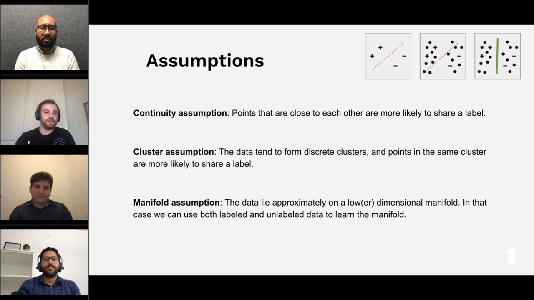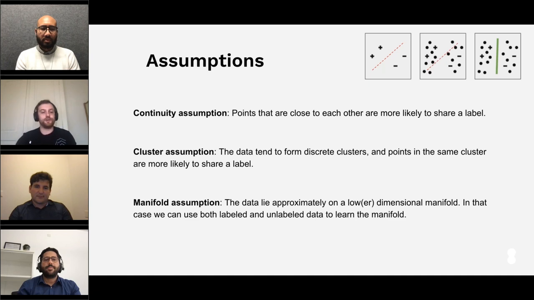Then we have the cluster assumption. It says that your data forms discrete clusters, and points within the same cluster are more likely to share a label. I think this is also pretty intuitive.